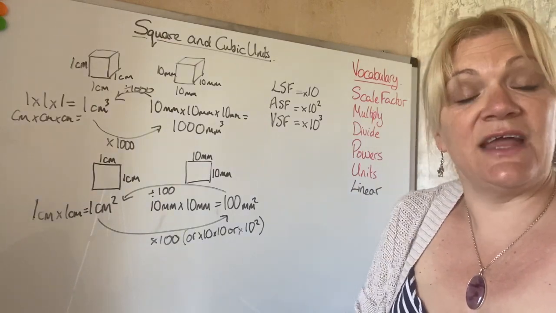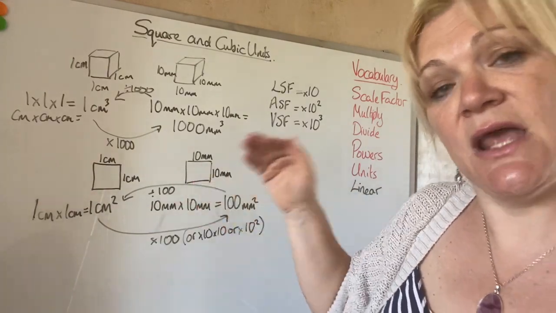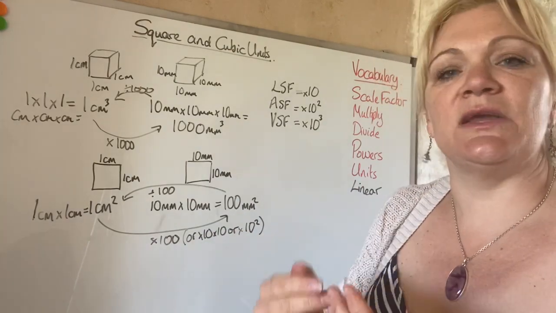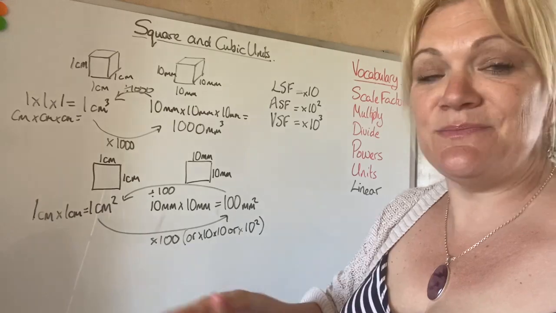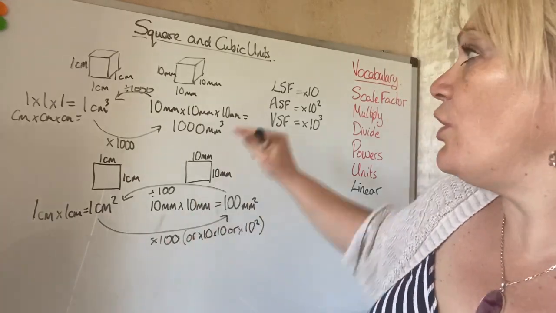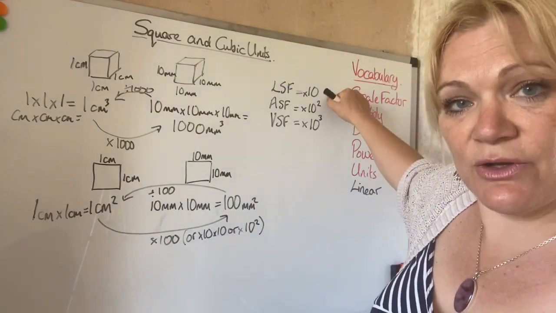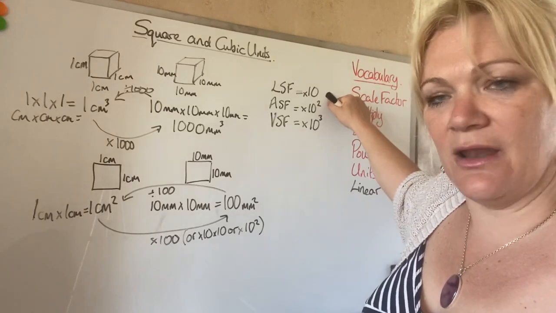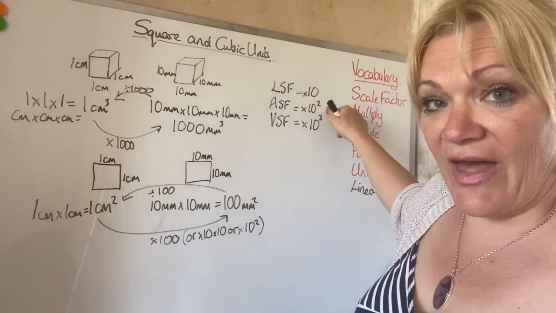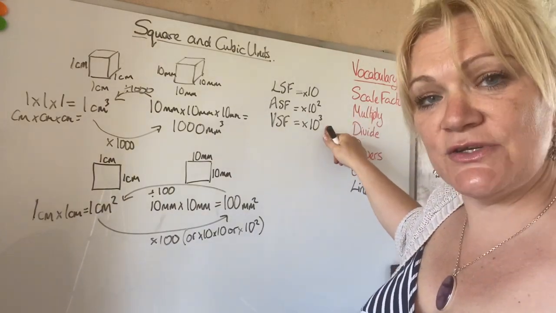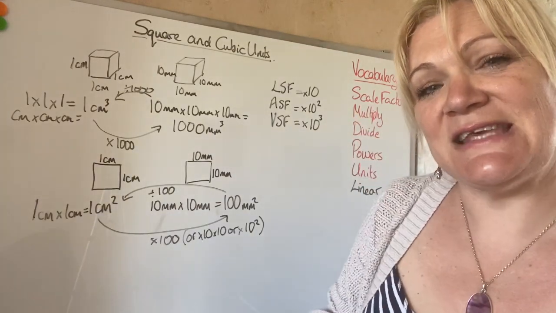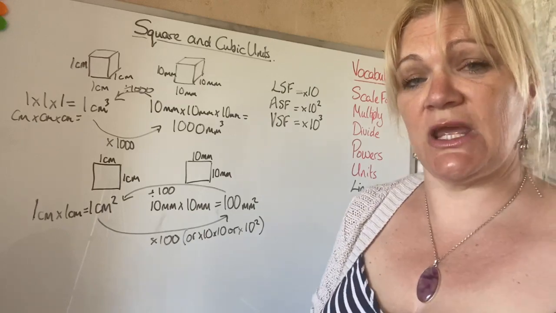Now, obviously, I've done that with centimetres and millimetres, but the same thing applies if you're dealing with metres and kilometres, or if you're dealing with millimetres and metres. Whatever your linear scale factor is, your lines scale factor, if you like, you're going to square that if you're dealing with area, and you're going to cube that if you're dealing with volume. And it's actually the same thing if you're dealing with enlargements of shapes as well.